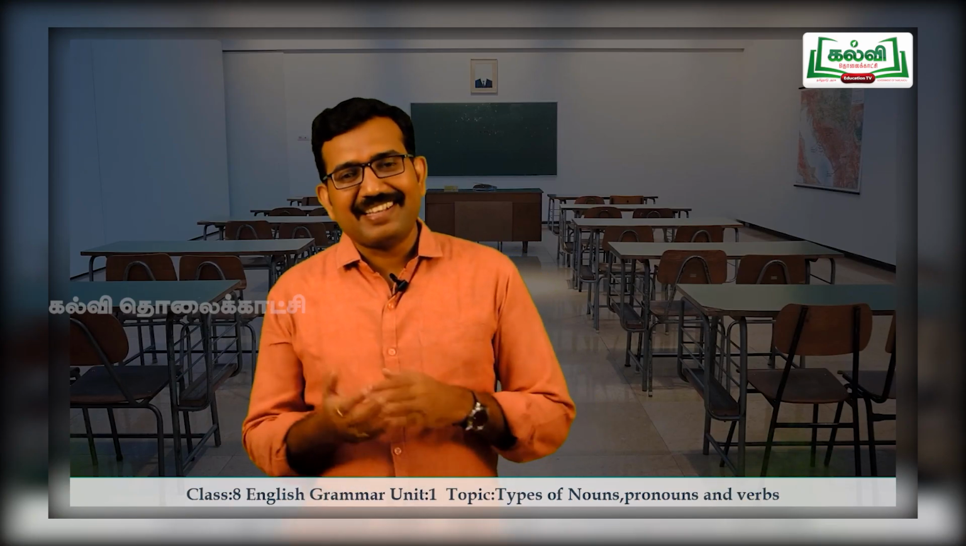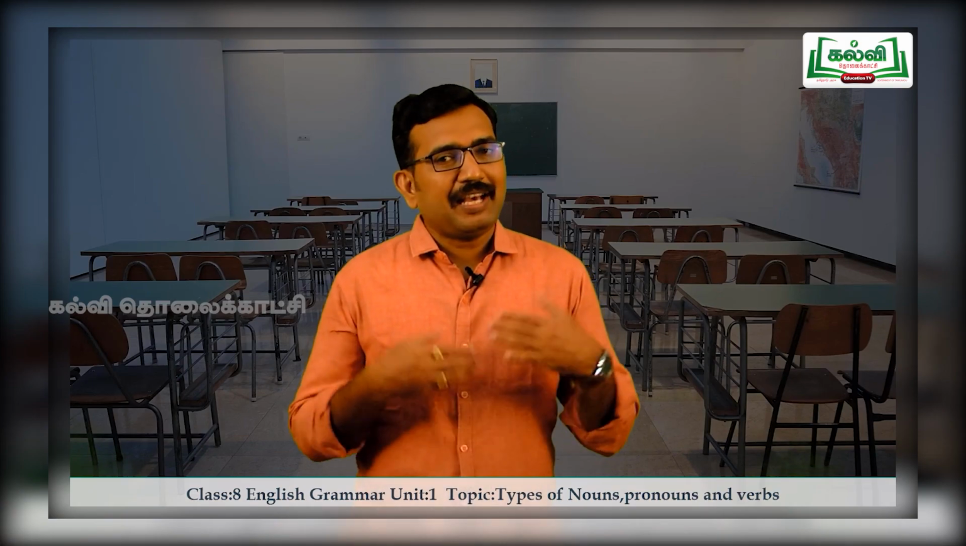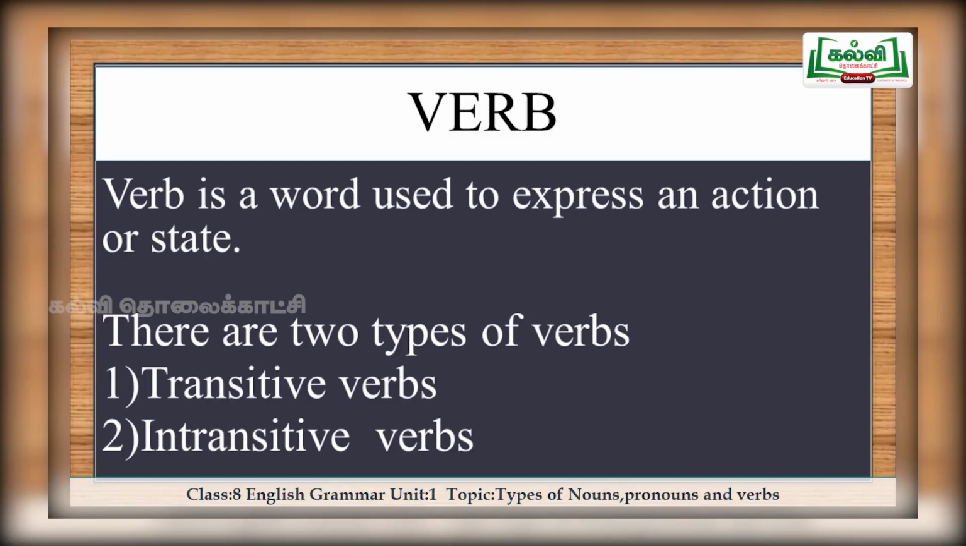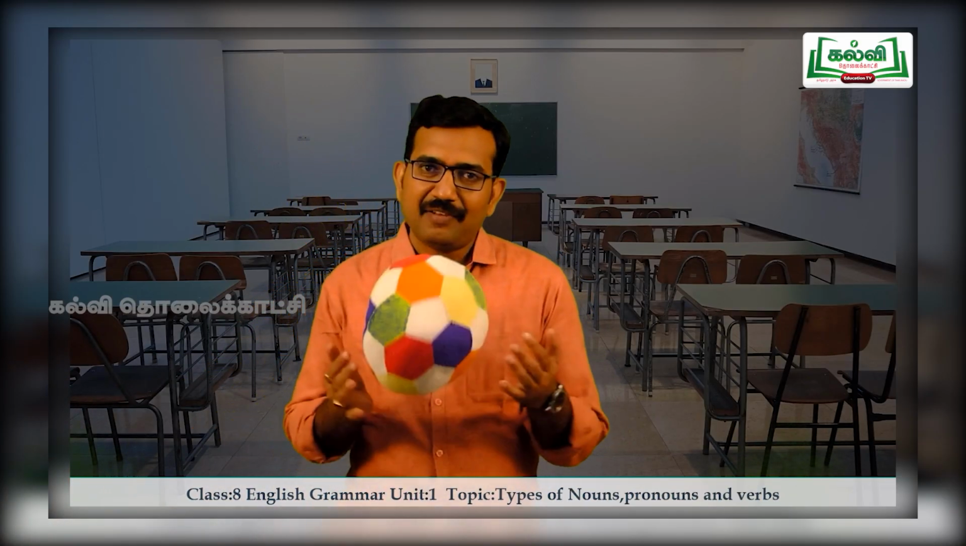So our next topic is verb and its types. We have already learned what a verb is. Verb is a word used to express an action or state that we have learned. We have also seen some action words in our previous class. If I have this ball, what can I do with this? I can play. So play is a verb. Can you tell me my profession? I am a teacher. Here am is a verb.